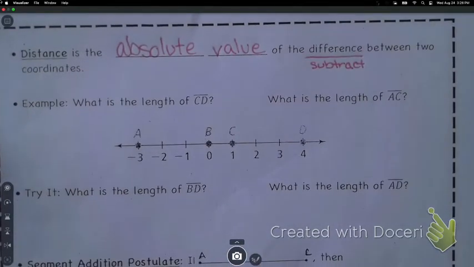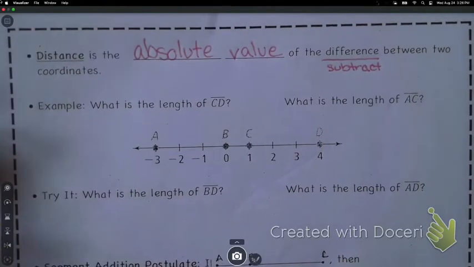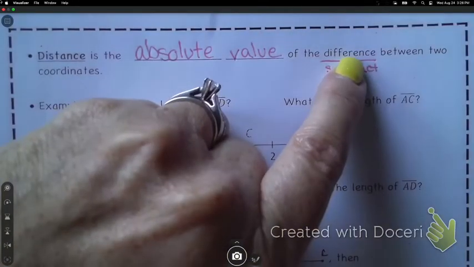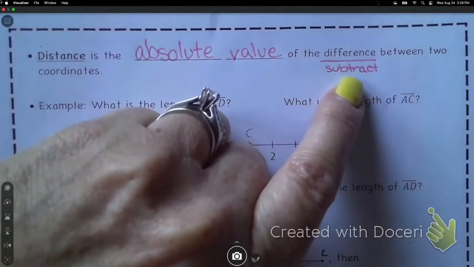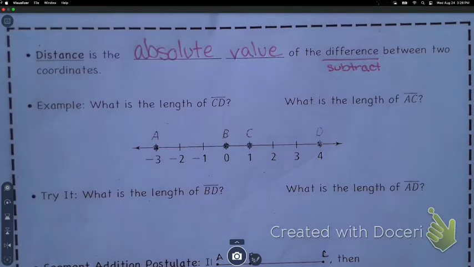Distance is the absolute value of the difference between two coordinates. So difference means what math? Subtract. If I was standing 20 feet from the wall and Regan was standing 5 feet from the wall, how far are Regan and I from each other? And how did you do that? You subtracted.